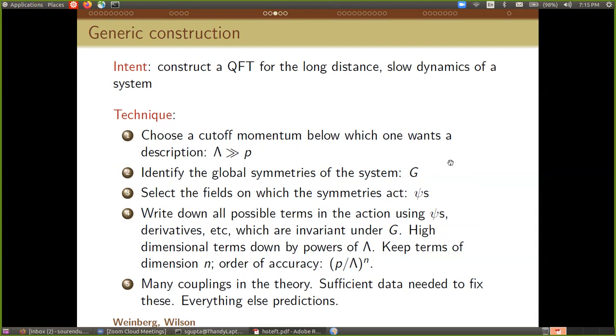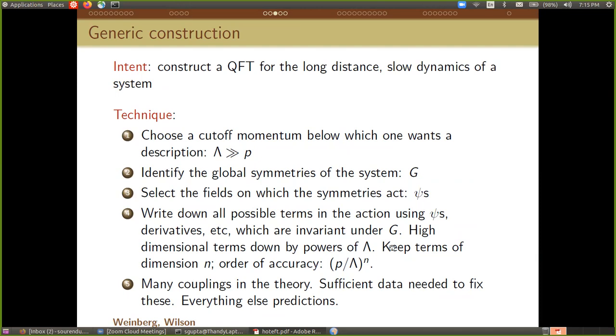Next, think of all the fields on which these symmetries act. So maybe you have some number of fermion fields, some number of boson fields. You identify which fields these symmetries act on. And then the next step is just mechanical. Write down all possible terms in the action, the Lagrangian, using these fields and their derivatives, keeping only the terms which are invariant under the symmetry group G.